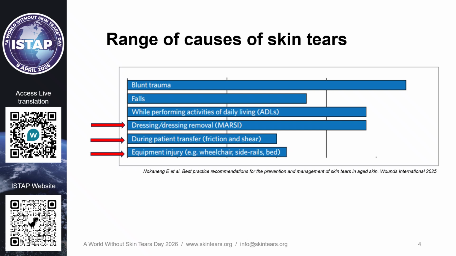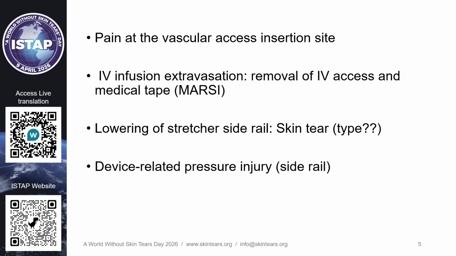As we know, the possible causes of skin tears are varied. Among them, the last three are particularly relevant to the presentation of this case: resin application and removal, patient transfer, and equipment-related injury. Why? Because our patient began experiencing pain at the site of the peripheral vascular access. Extravasation of the infusion was detected, leading to the removal of the venous access and the medical adhesive tape. This results in a MARSI.